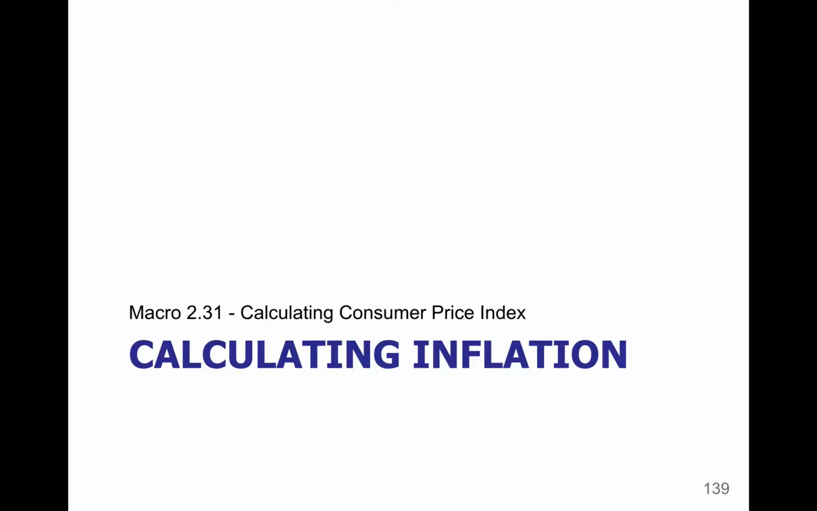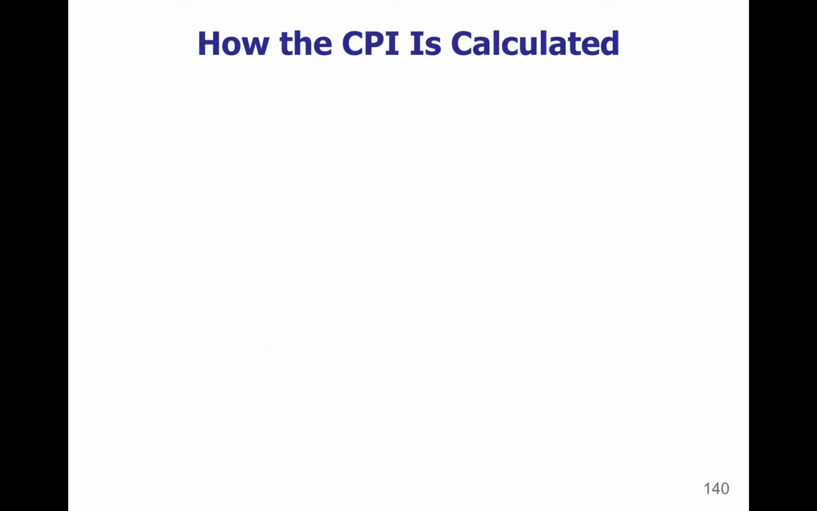This is your macroeconomics video for calculating the Consumer Price Index. So the Consumer Price Index, or CPI, is the main way that the government measures inflation. So now we're going to talk about how that's calculated, and it's kind of a lengthy process.